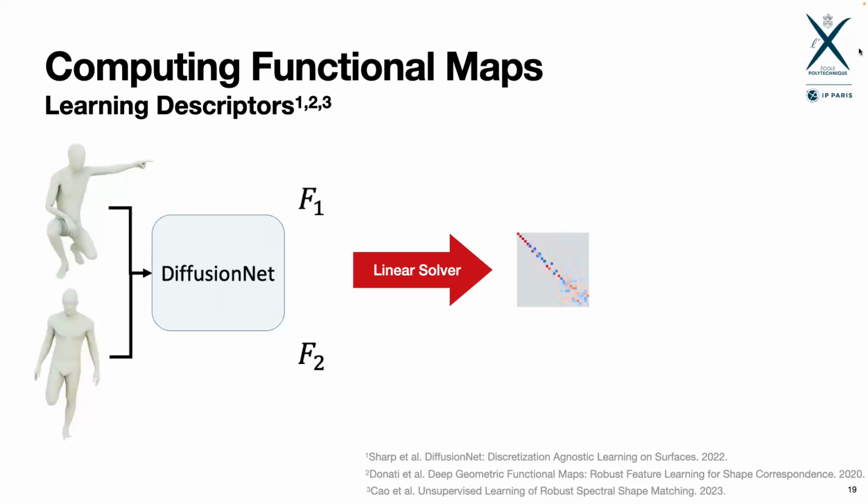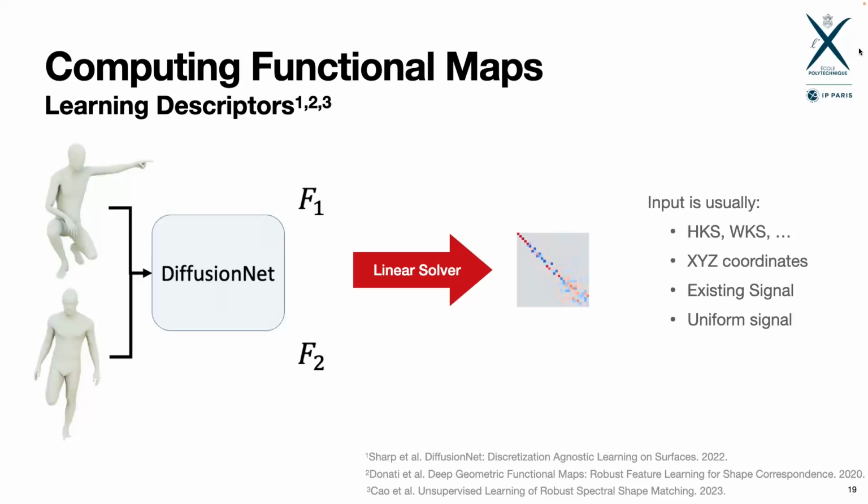There's a few issues with this. The first one is the input. What do you use as an input? Usually it's XYZ, or it's a previous signature even, which is a bit strange. Or if you have an existing signal, you can use this, or you can use just ones everywhere and hope that the network will learn something. It's not very stable, and in practice, feature extractors don't generalize well.